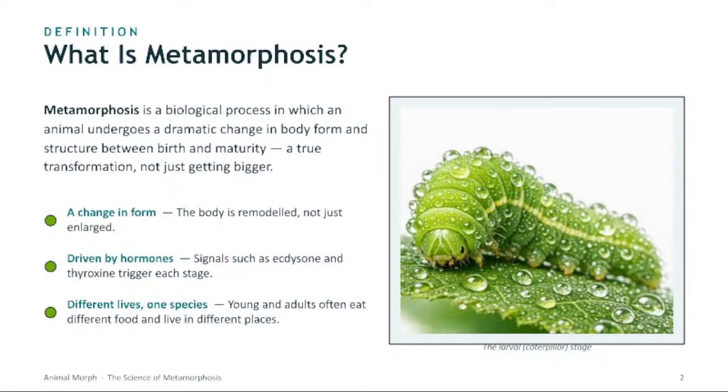What is metamorphosis? It's a biological process in which an animal undergoes a dramatic change in body form and structure between birth and maturity. A true transformation, not just getting bigger. A change in form: the body is remodeled and not just enlarged, driven by hormone signals such as ecdysone. Also, thyroxine can trigger each stage. From one species, young and adults live different lives, often eat different foods and live in different places.